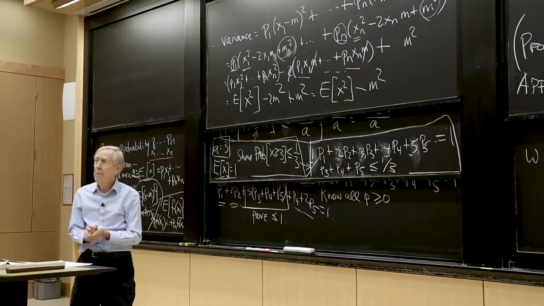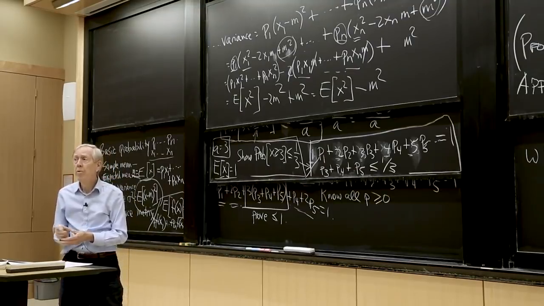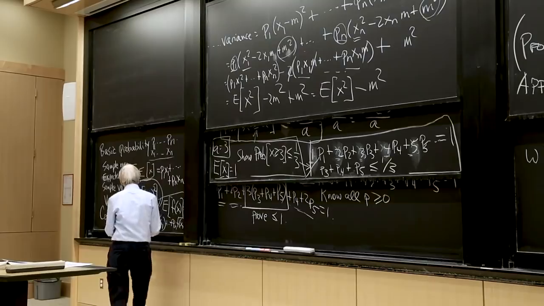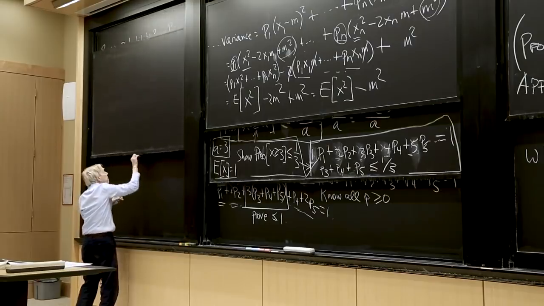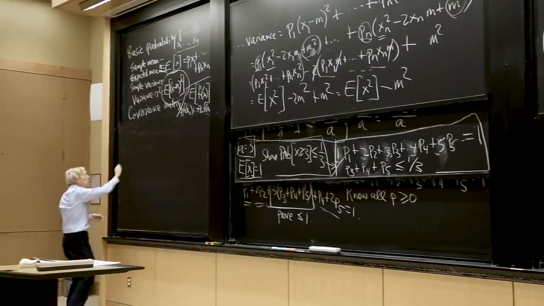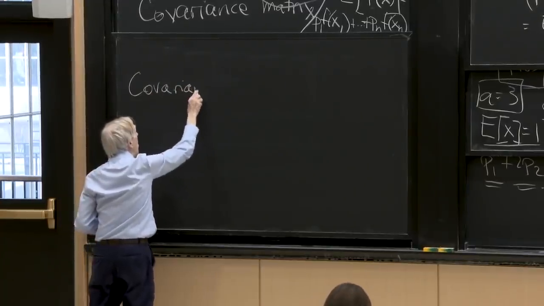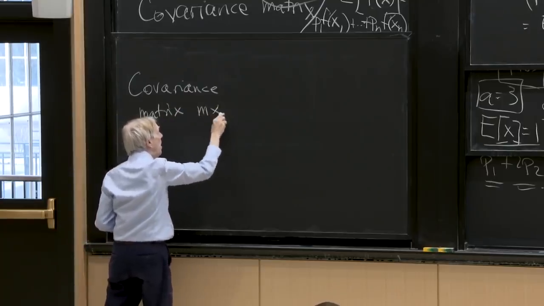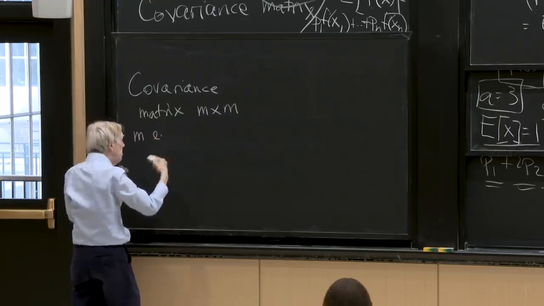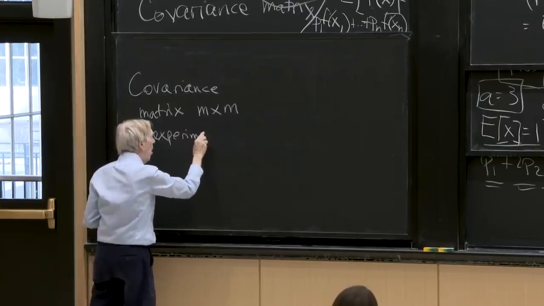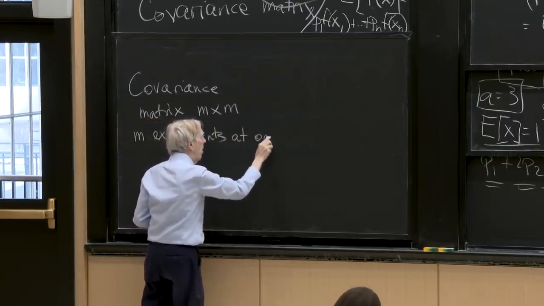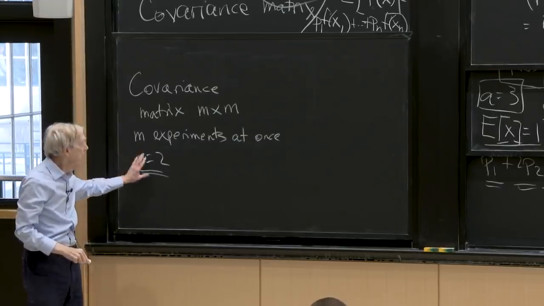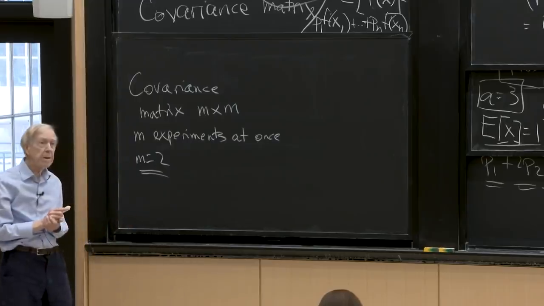Now, the other topic that I wanted to deal with was covariance matrix. You have to get comfortable with what that is. What's the covariance? Okay, covariance matrix. It will be M by M when I have M experiments at once. Well, let me take M equal to 2. You'll see everything for M equal to 2. So we're expecting to get a 2 by 2 matrix.